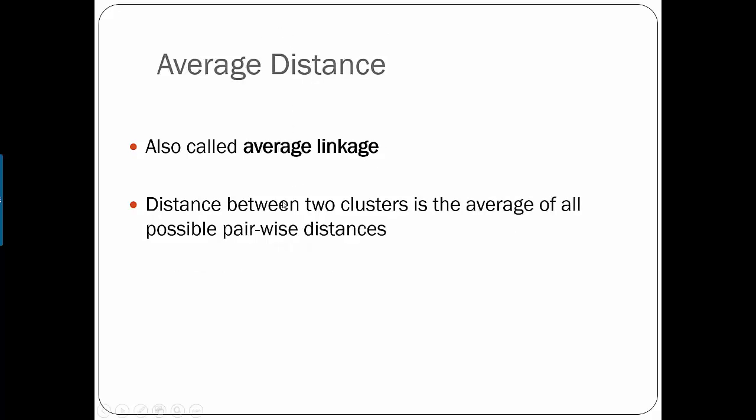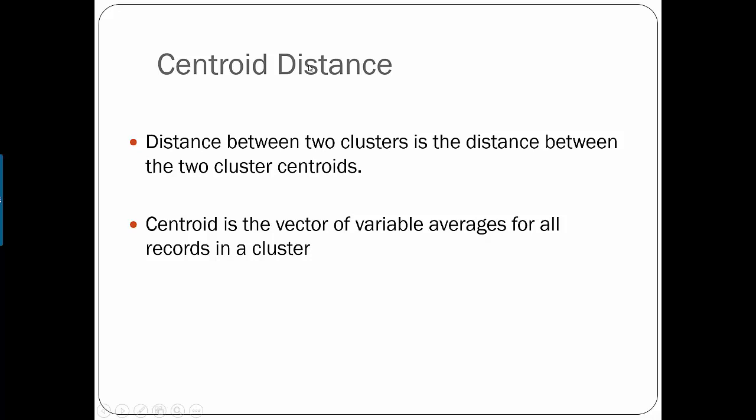Another one is the average. So again, you find the pairwise distances and then find the average of all those pairwise distances, and that is your distance between the two clusters. And another one is centroid distance, and that is you find the centroid of one cluster and you find the centroid of the second cluster, and then find the distance between the two centroids, and that is centroid distance.